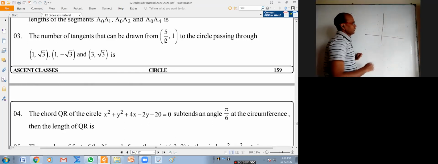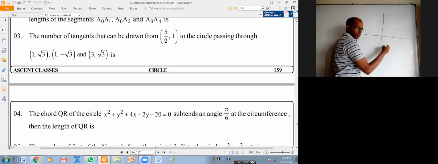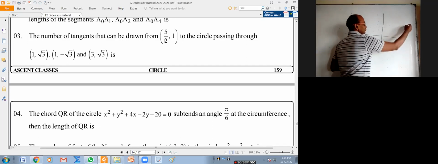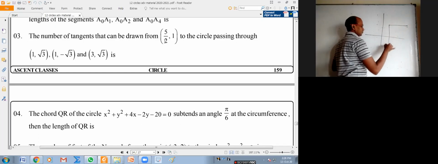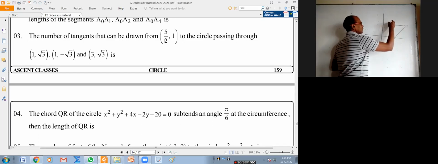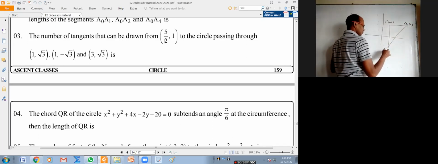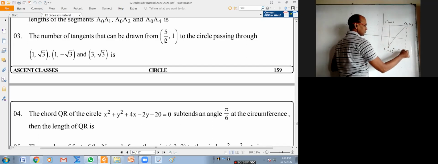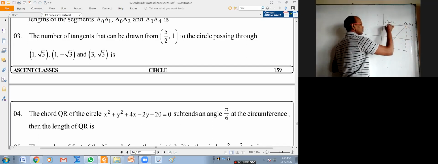The points are 1 comma root 3, 1 comma minus root 3, and 3 comma root 3. So 1 comma root 3 is here, 1 comma minus root 3 is here, 3 comma root 3 is here. So that is a right angle triangle. I'm sure 3 comma minus root 3 also will lie, and we have some kind of circle.